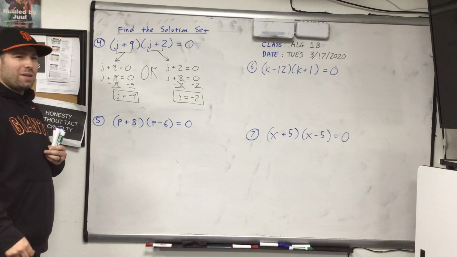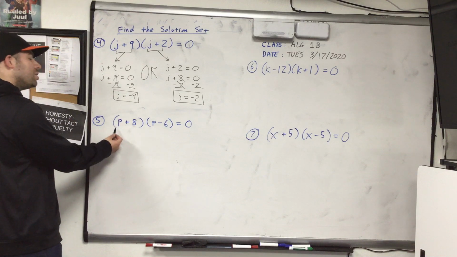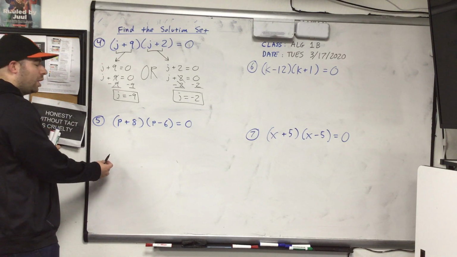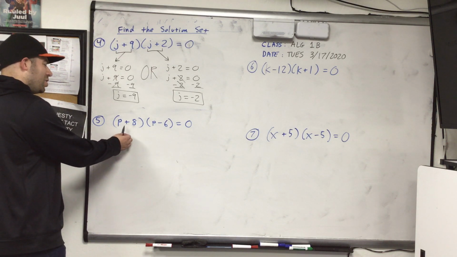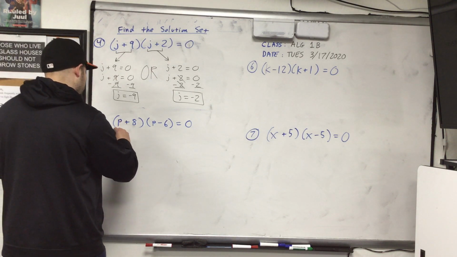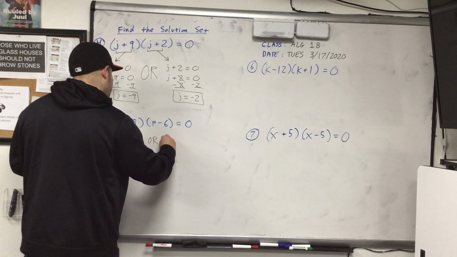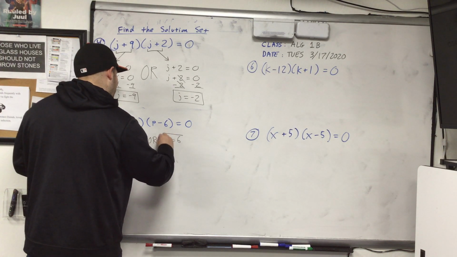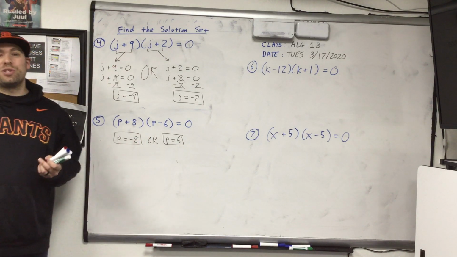P plus 8 times P minus 6 equals 0. Another thing to notice is that there is no coefficient in front of the variable, so you automatically can do a one-step equation right off the bat. You know that this is going to be P equals -8 or P equals 6. But if it's a two-step equation, then I would show the work.